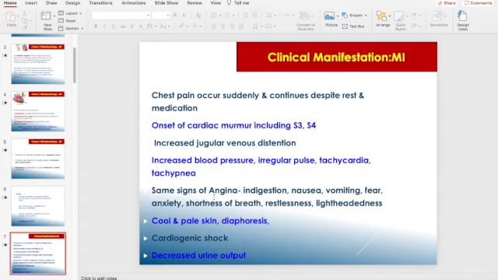The patient may also have a murmur, S3 or S4, and jugular vein distension. The patient may also have increased blood pressure, irregular pulse or tachycardia, or tachypnea.